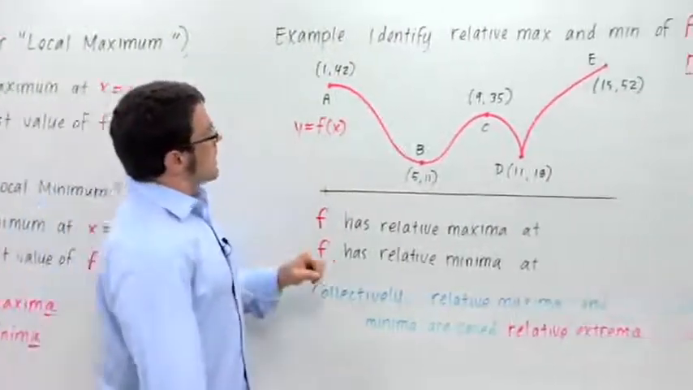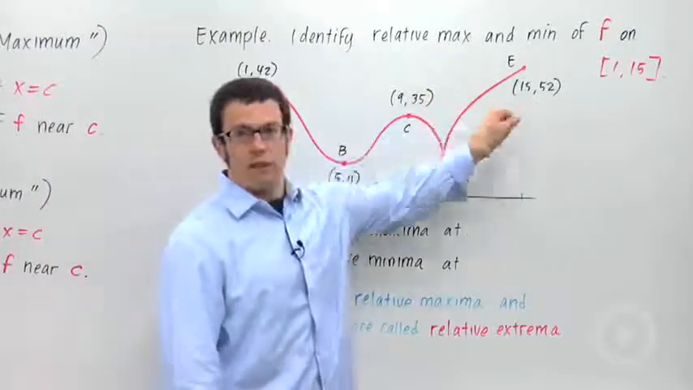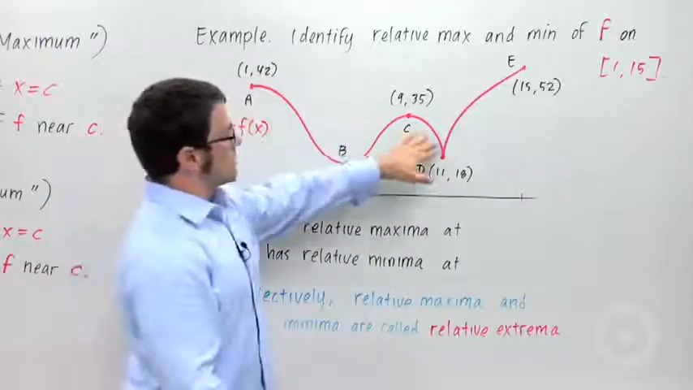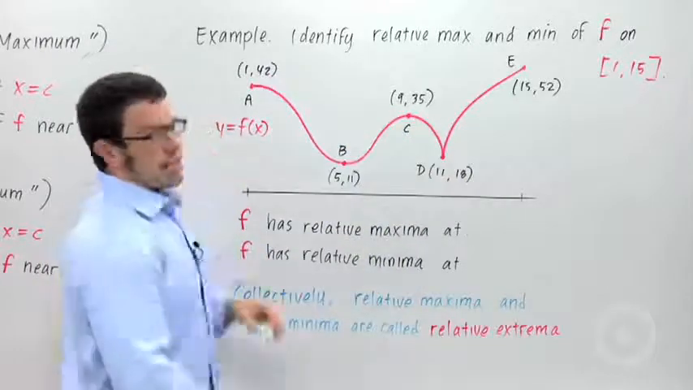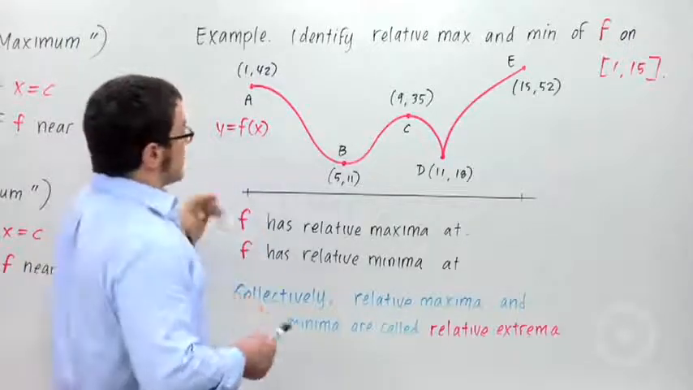The problem says, identify the relative max and min of f on the interval from 1 to 15. Now, that's the part I've got graphed here. So this is my graph of y equals f of x. And I want to identify where the relative maxima and relative minima occur. Well, there's a bunch of them.